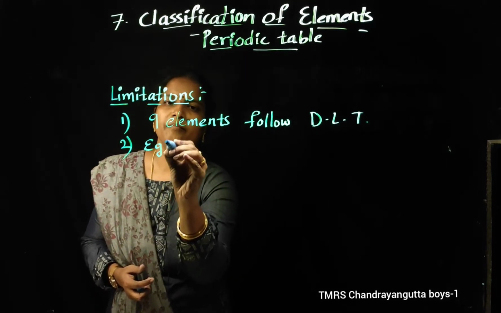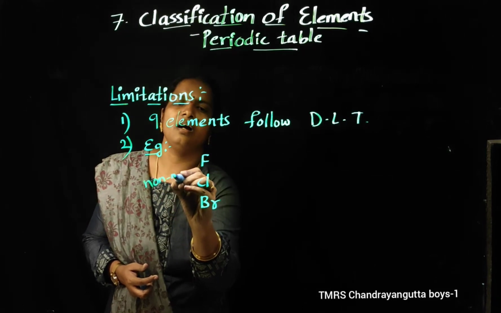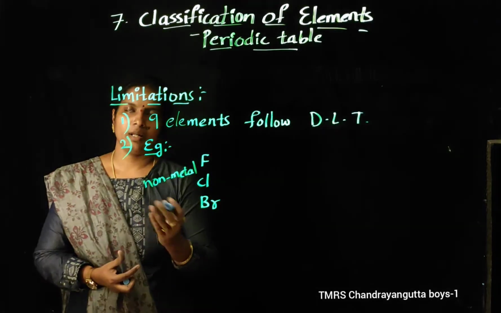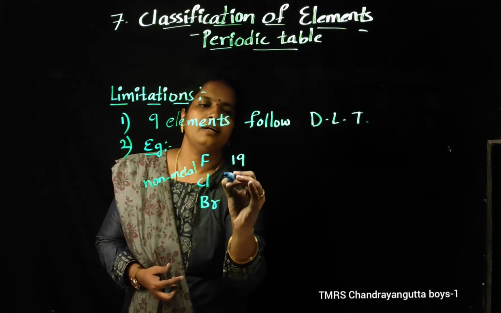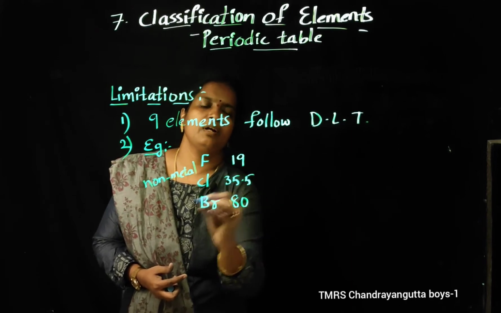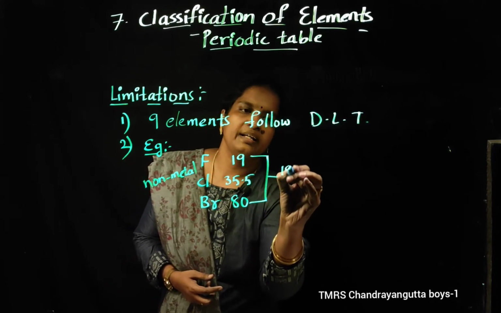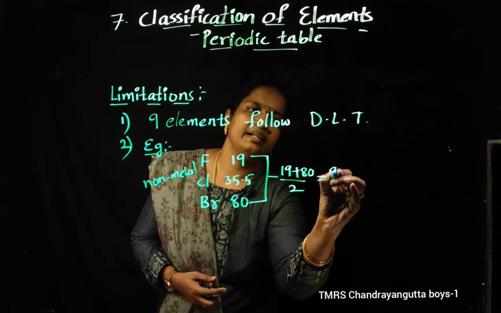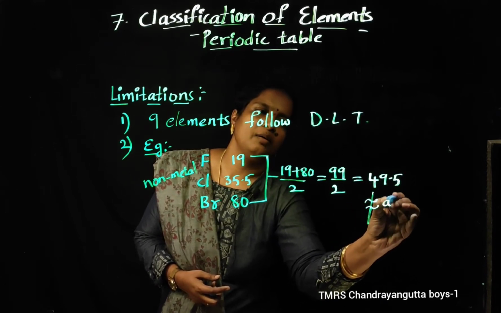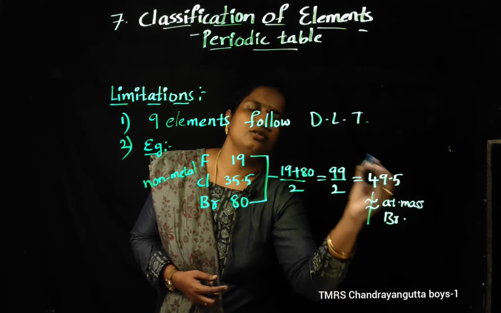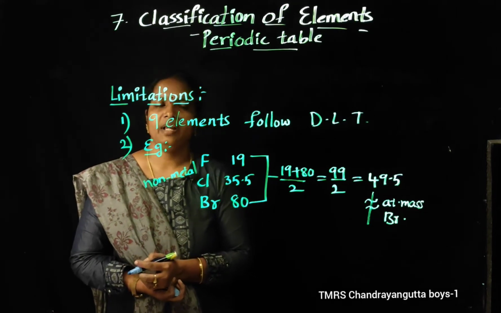We can take an example. Fluorine, chlorine and bromine are three non-metals with similar appearance and chemical and physical properties. The atomic mass of fluorine is 19, chlorine 35.5, and bromine 80. The average of fluorine and bromine is 19 plus 80 divided by 2, which is 99 by 2, that is 49.5. It does not equal the atomic mass of chlorine. So it is not suitable for lower mass and higher mass elements like this. In this way the law fails.